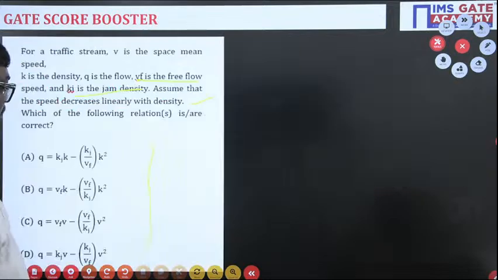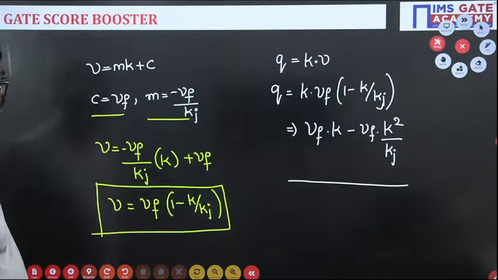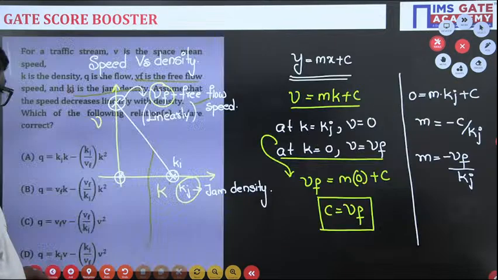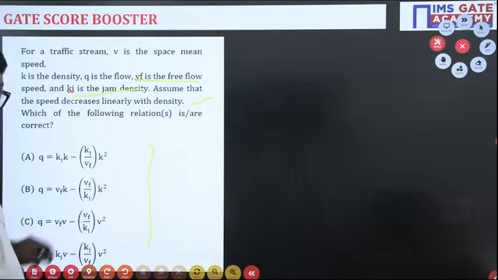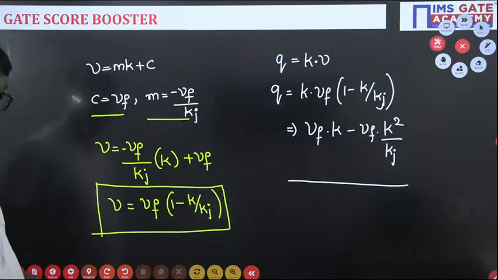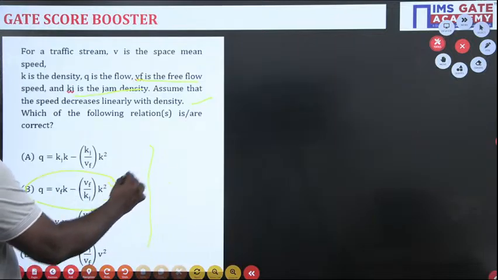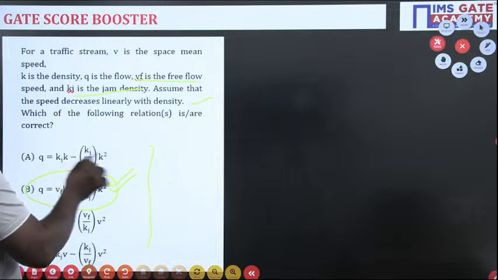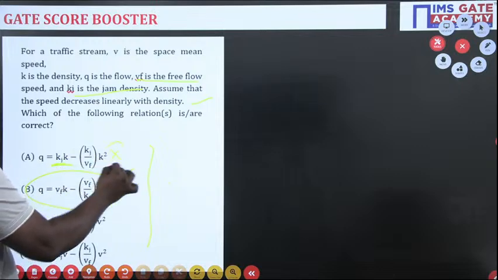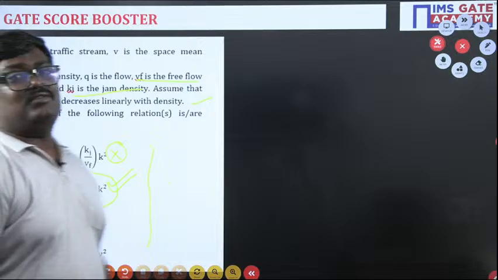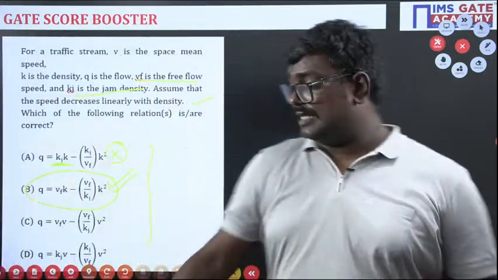So let us see the options here. So we have Q is equal to what, sir? Q is equal to Vf into K minus Vf into K square by Kj. So option B is correct. Option D is wrong because no Vf is there. Now we have to check the third option and fourth option also. Is there any other relation?